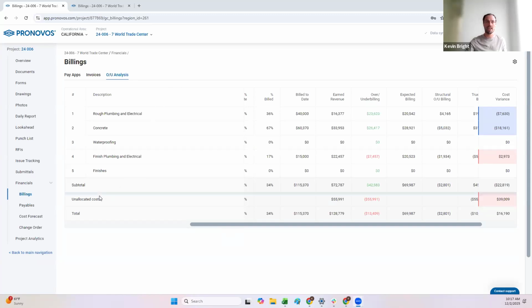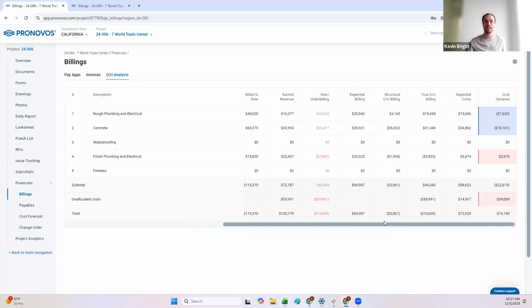Basically, you're only going to have the unallocated cost line item. So it's going to give you that breakdown, but not as detailed a breakdown in terms of understanding, hey, what is the over under billing per line item, the structural over billing, the true over under billing. So we know it's a little tedious, especially if you've got an expansive budget list to go through and assign each budget line item to your schedule of values.